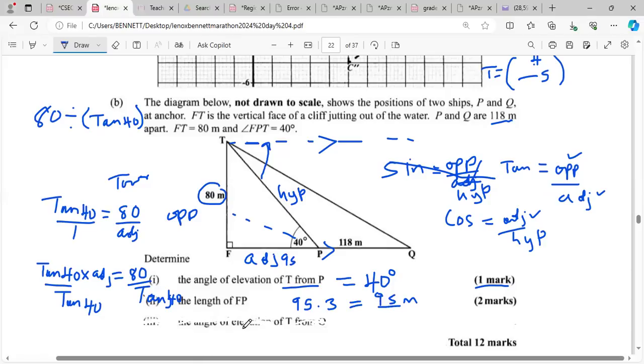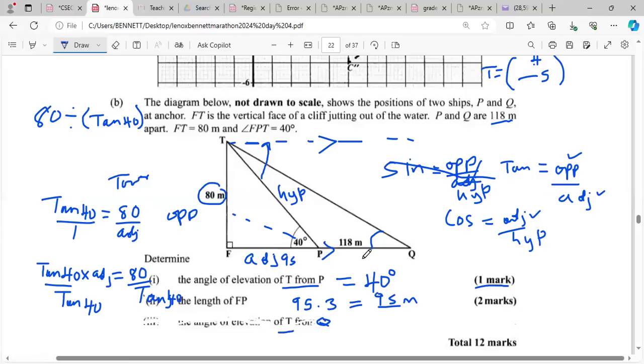So I think this said the angle of elevation of T from Q. So that means from T from Q, it means the other angle here. The angle of elevation of T from Q. Yeah, that's what I'm saying.